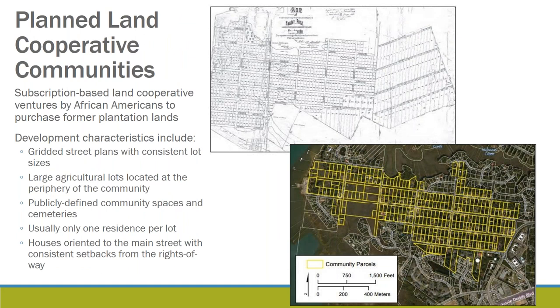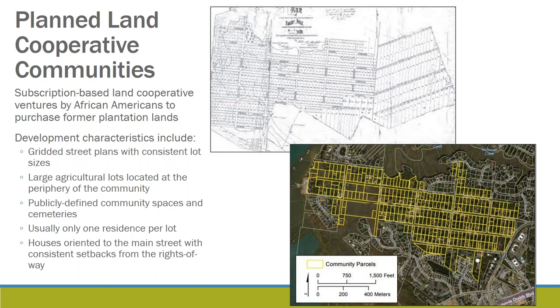And so the last type of settlement community that was identified in our historic resources survey were the planned land cooperative communities. These communities were started by member-based land cooperatives that were often funded by development companies. Here in the Charleston area, the Charleston Land Company was a cooperative that purchased the land for the Scanlonville community in Mount Pleasant. And this is more of a traditional neighborhood style. You can see on the plat on the slide that there were often gridded street plans that had more consistent lot sizes. The neighborhoods usually had agricultural areas designated, and there was usually just one resident per lot.